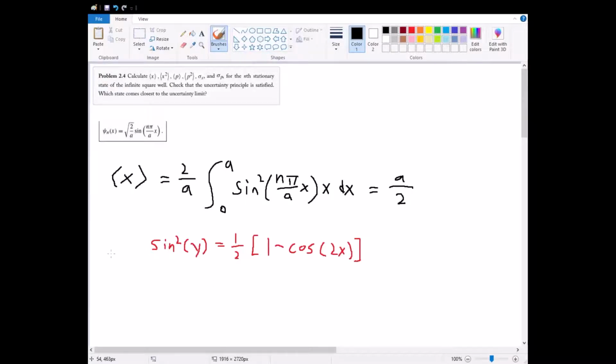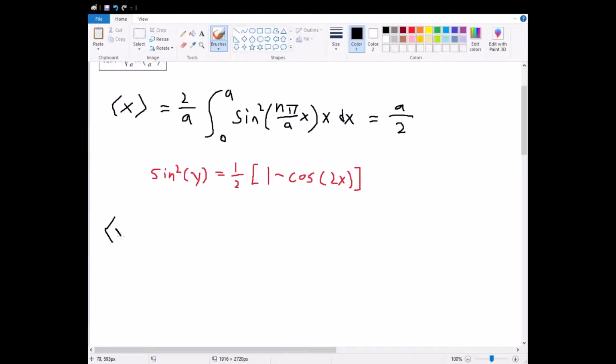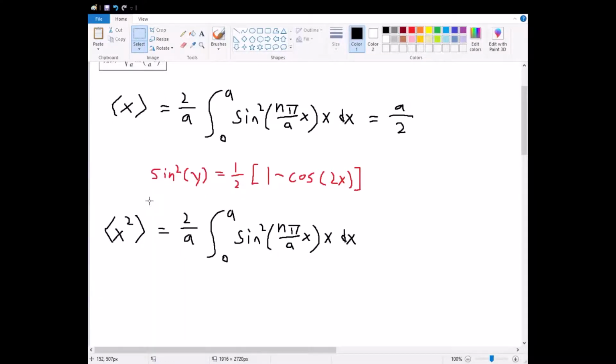Next, let's do x squared, which is the exact same process. This is just going to be equal to the exact same thing that we've defined here, with the only difference being that now instead of x, we're defining x squared. And here we do the exact same process.